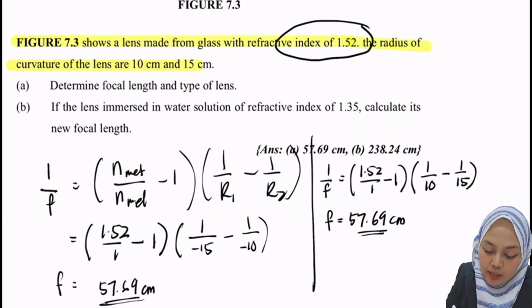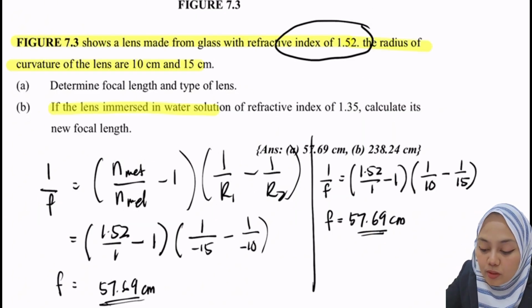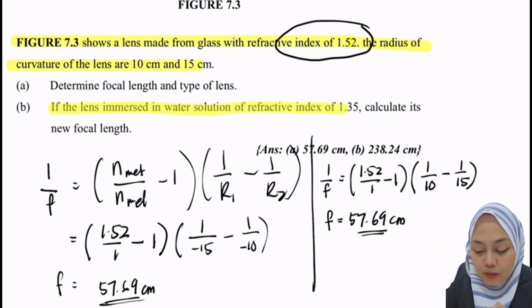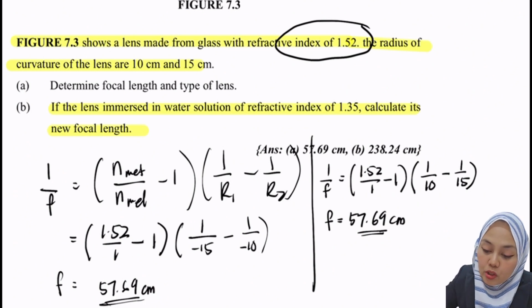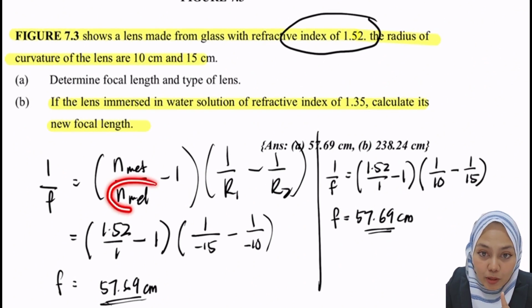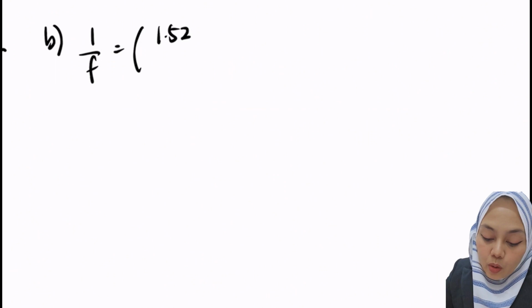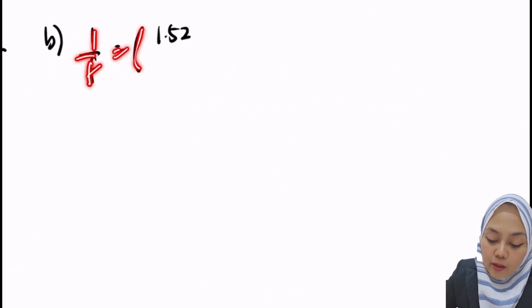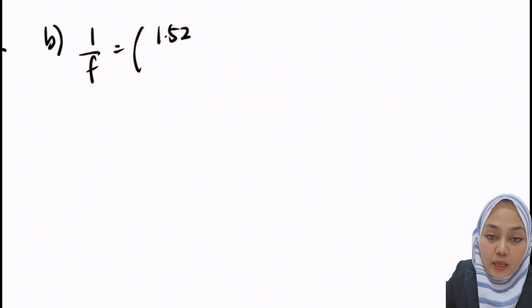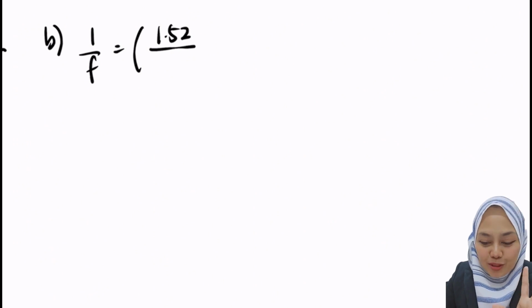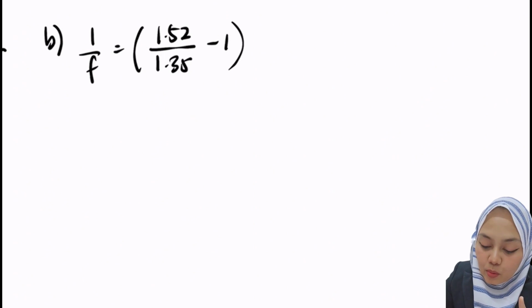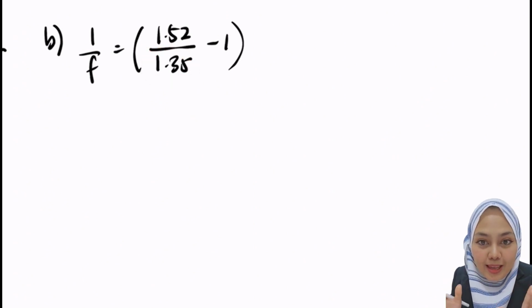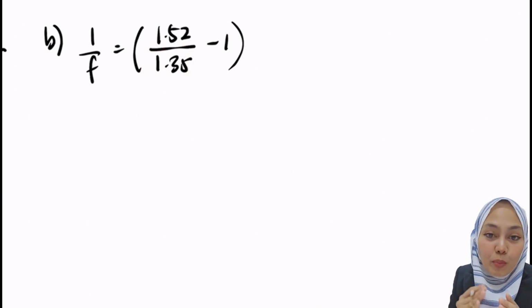The next question: if the lens is immersed in water solution of refractive index 1.35, calculate its new focal length. So what we're going to do is change this part only, and we will see what happens. Now we have 1 over f equals 1.52, but this time our medium becomes 1.35 instead of 1, so you minus 1, because originally it was in air, right? Air has a refractive index of 1, but this time we substitute 1.35.